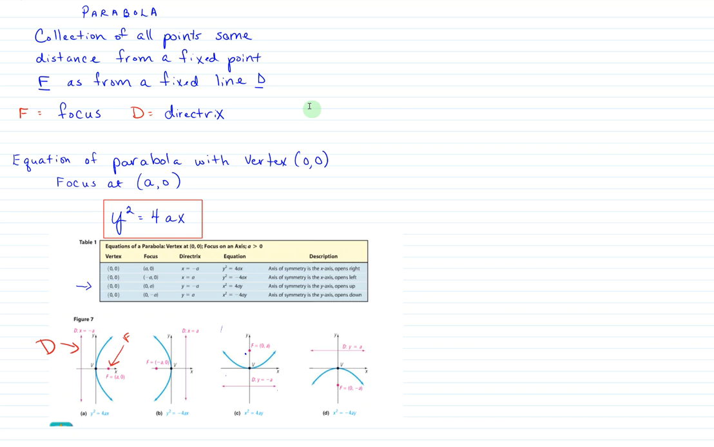This is section 10.2, and we're going to begin our study of conics. The parabola is the first one that we will look at, and the formal definition says it's a collection of all points the same distance from a fixed point F as from a fixed line D. F is the focus, D is the directrix.